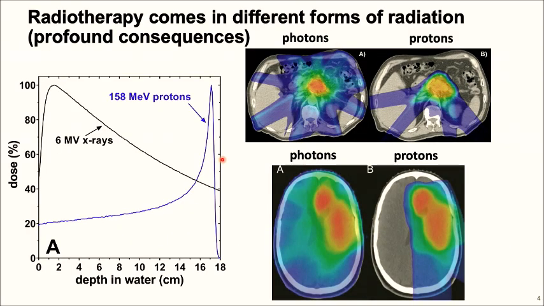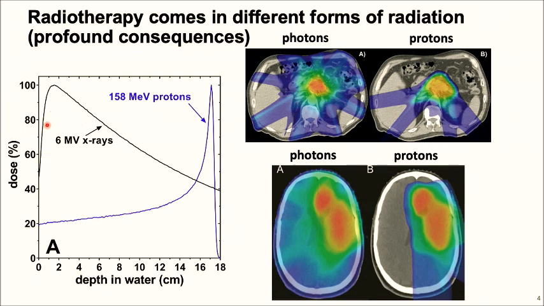Before I start, I just want to introduce this audience to radiation therapy. Radiotherapy can come in very different forms, including different types of radiation, and these different types of radiation can have very profound and different consequences as well. In terms of the physics of these two types of radiation, I'm illustrating here a curve of the dose as a function of depth. Here you can think of depth in the body, so this is the entrance of the body, and at some depth is the tumor.